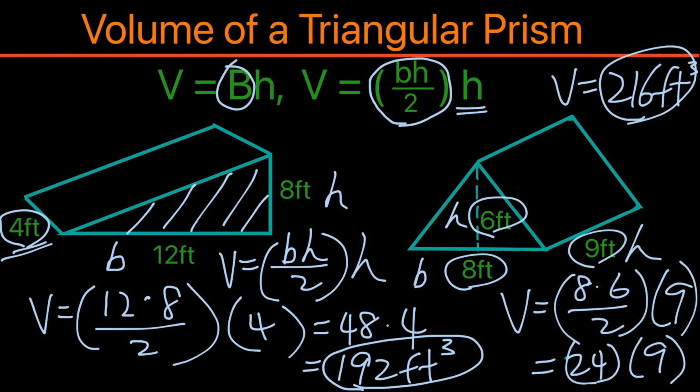So these two are examples of how you would find the volume of a triangular prism. We want to use the formula of base times height over 2 times the height of the overall triangular prism.